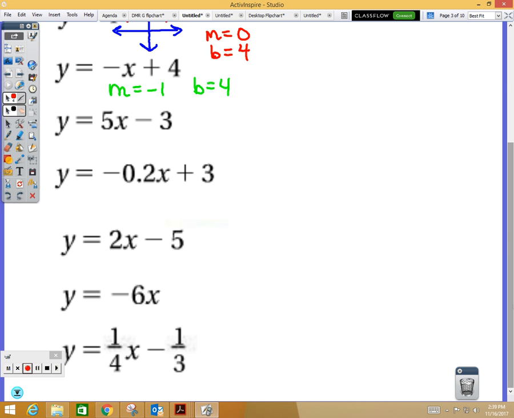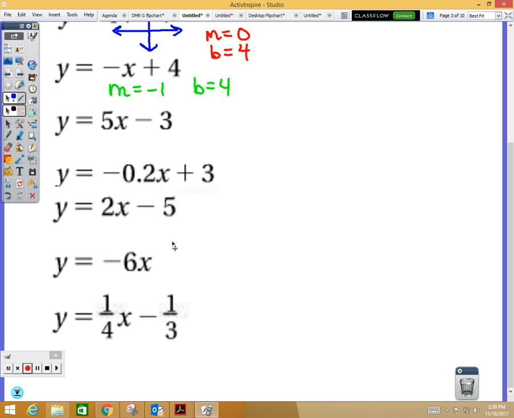The last one? This one right here. Okay. So between the equal sign and the x is our slope. So slope is a negative 6. Y-intercept comes after the x. There's nothing after the x, so it's 0.